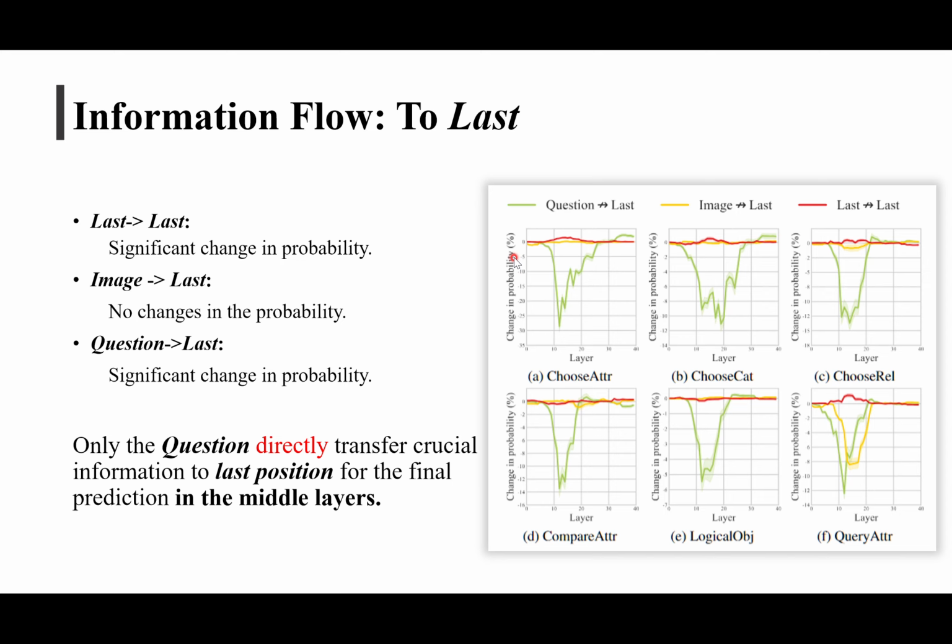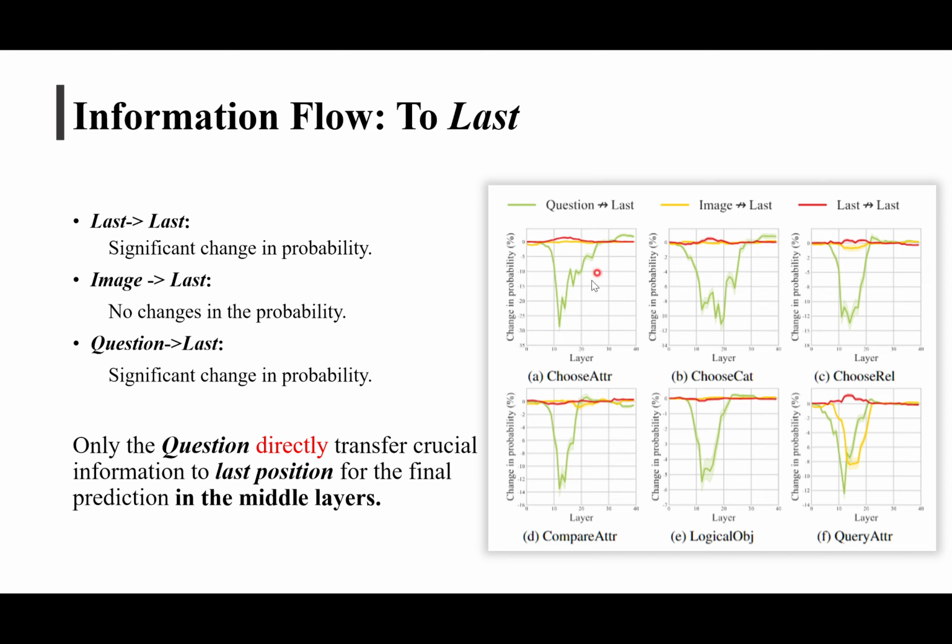When the probability changes, that means there is information flow. To be specific, there are 3 lines, meaning we blocked different input tokens to the last token. For now, we can focus on these 2, the green one and the yellow one. The yellow one means I block the attention edge between the image tokens and the last token.